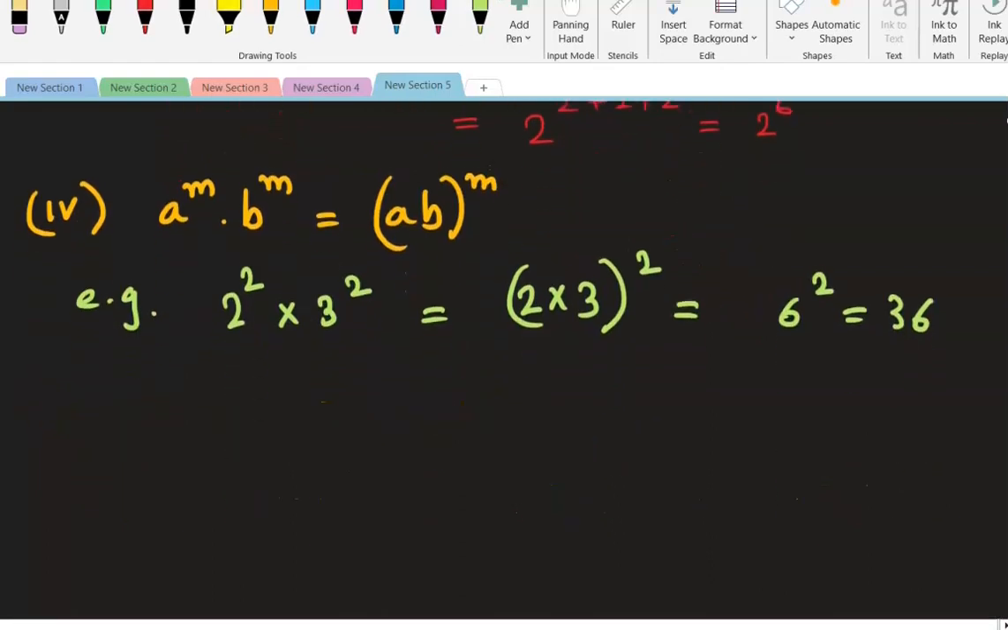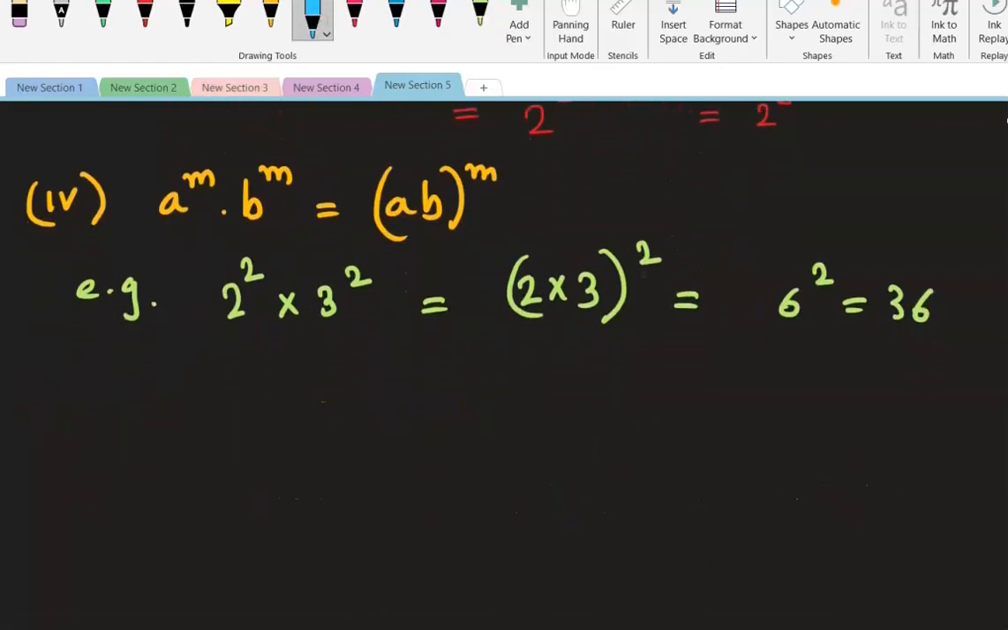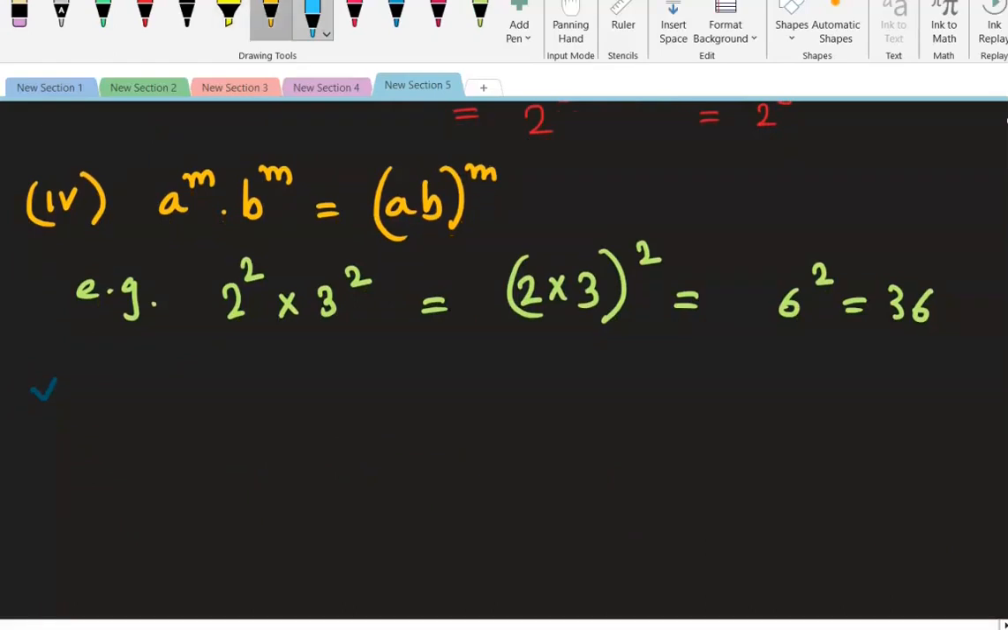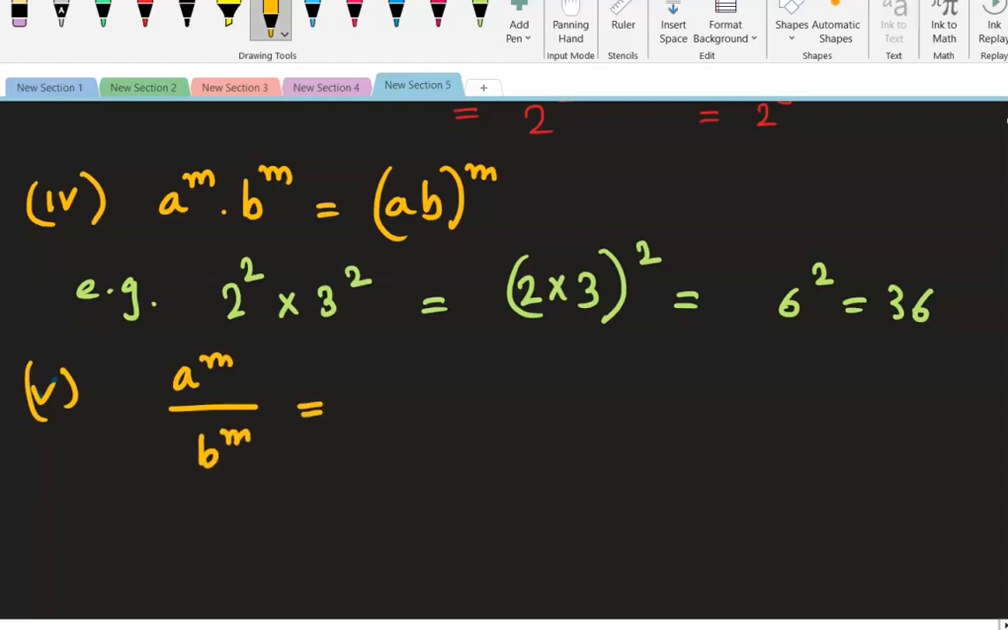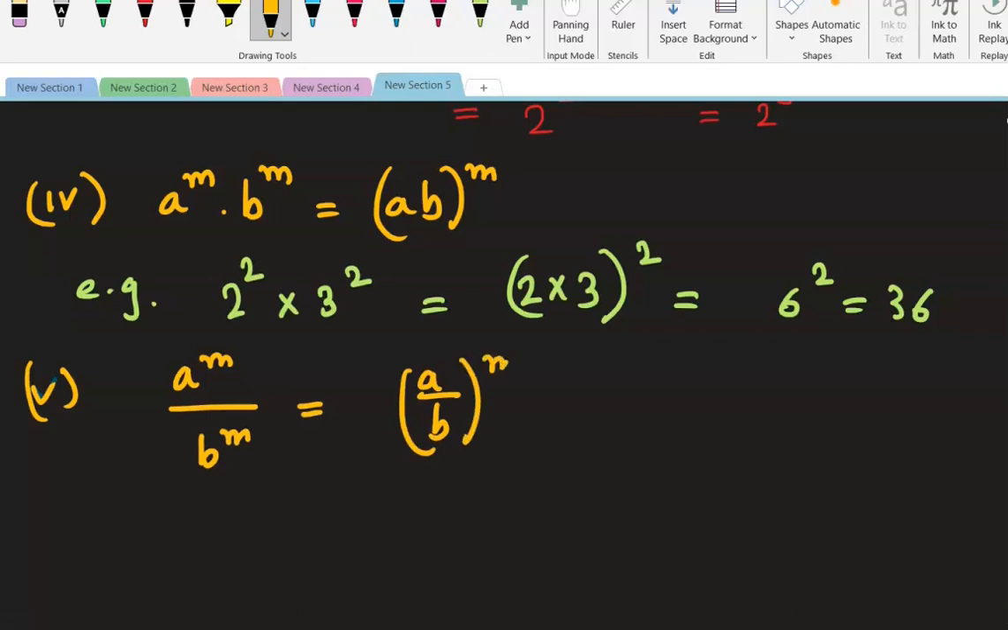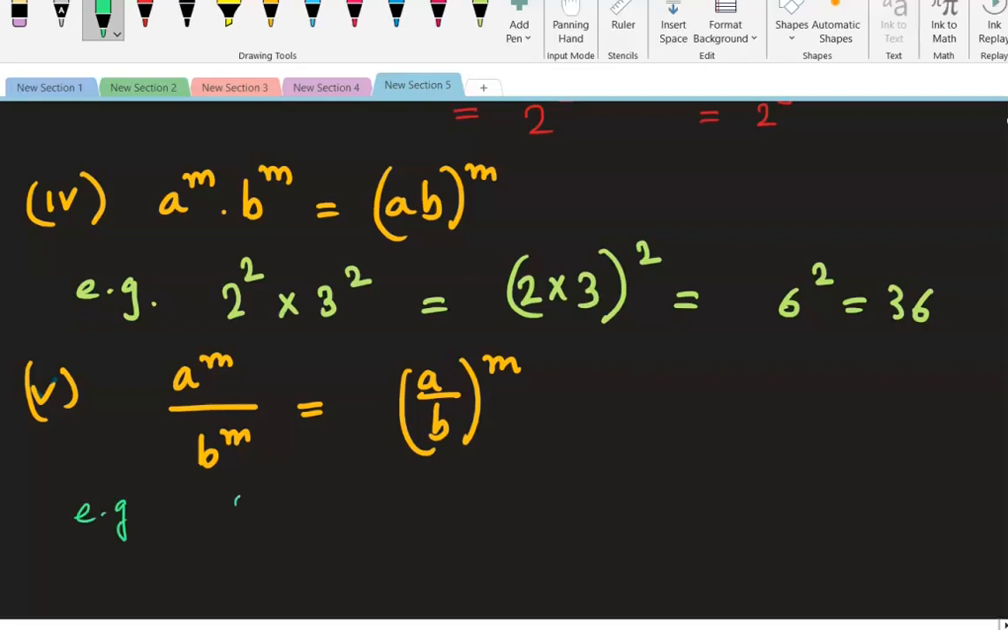Now let's go to the next rule. The next rule says a to the power m divided by b to the power m is equal to a by b whole to the power m. So you can take an example like that. 2 to the power 2 divided by 3 to the power 2, that means 2 by 3 whole to the power 2.